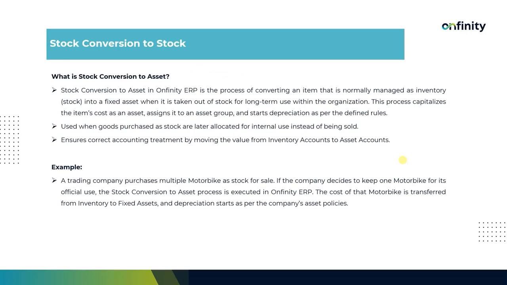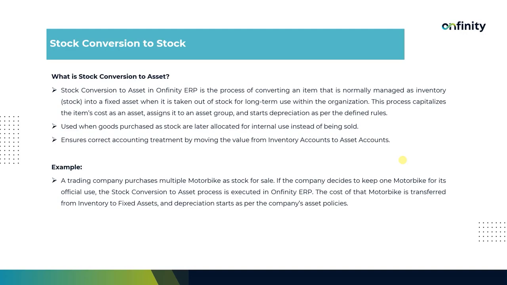The stock conversion to asset in Onfinity ERP is the process of converting an item that is normally managed as inventory into a fixed asset when it is taken out of stock for long-term use within the organization. This process capitalizes the item's cost as an asset, assigns it to an asset group, and starts depreciation as per the defined rules. It is used when goods purchased as stock are later allocated for internal use instead of being sold. It ensures correct accounting treatment by moving the value from the inventory account to the asset account.